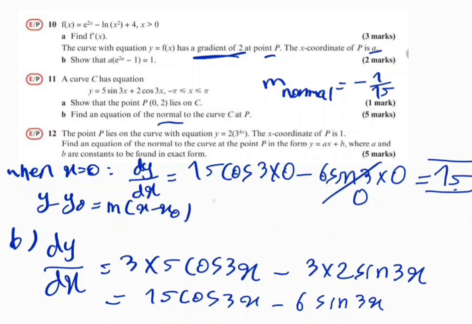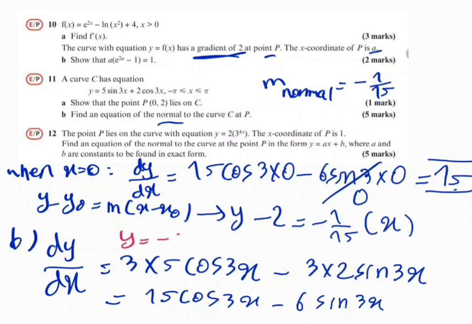So let's plug in the values. Our y coordinate is 2, so y minus 2 is equal to our gradient, minus 1 over 15, times x minus 0, which is just x, because our x coordinate is 0. And we can simplify this, which is going to be y equals minus x over 15 plus 2, and that's it. This is the equation of the normal to the curve C at P.